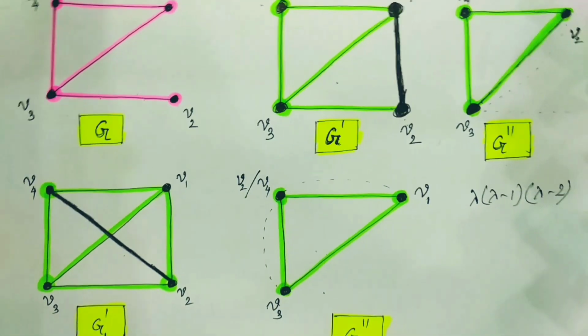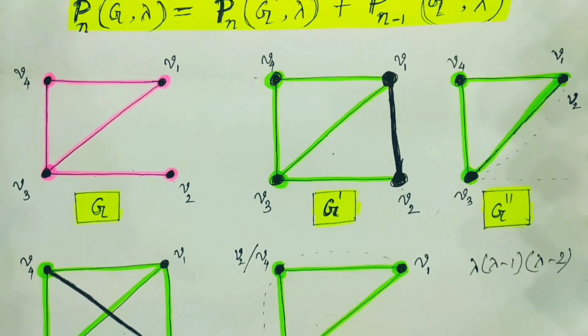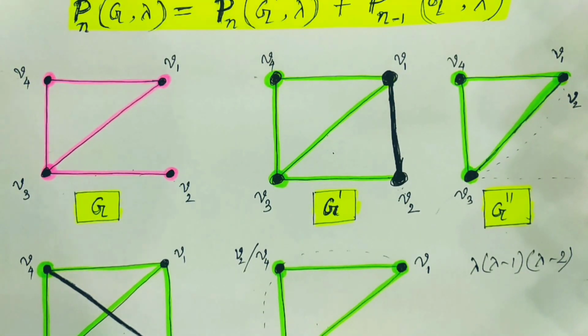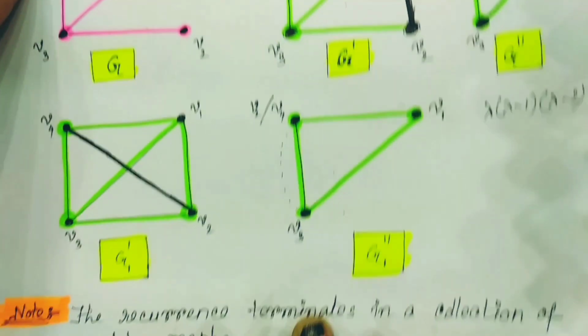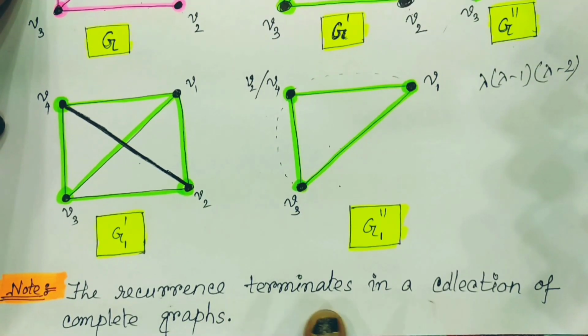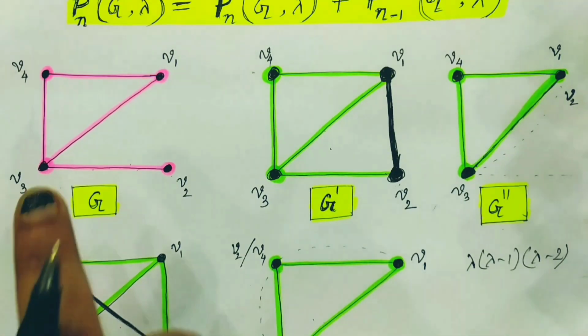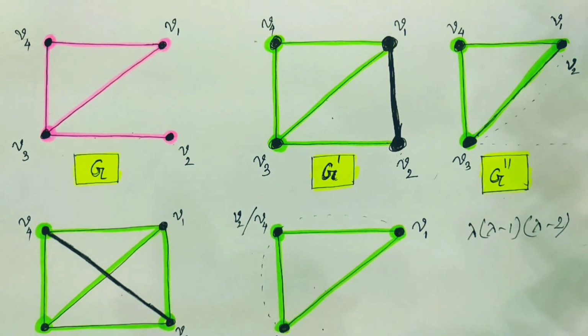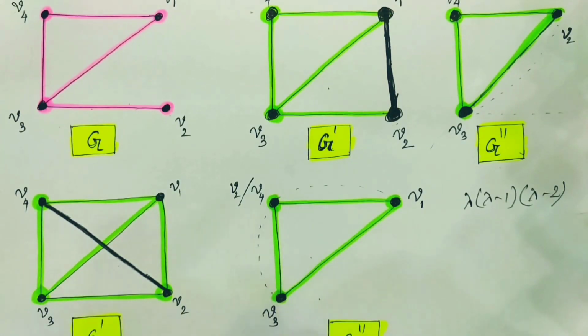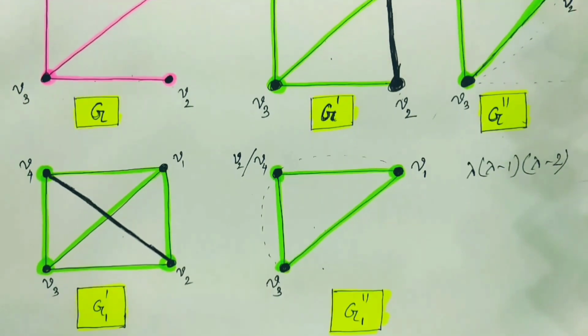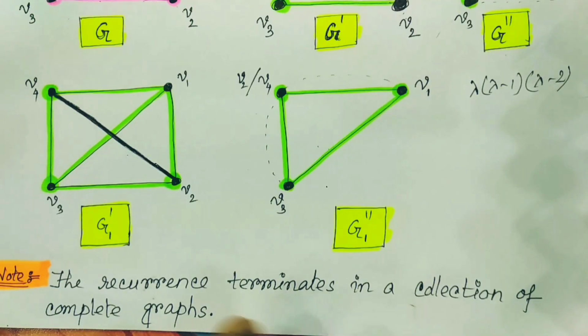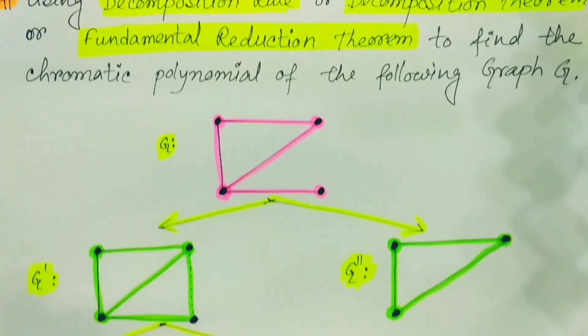So this is also called the fundamental recurrence theorem, or fundamental reduction theorem. We can say the recurrence terminates in a collection of complete graphs. This is a recurring process. Once we decompose, then again if required we decompose. If these are not complete, then we should go further with the decomposition. This recurrence process will terminate when we collect all the complete graphs. So in this way the decomposition rule will work.